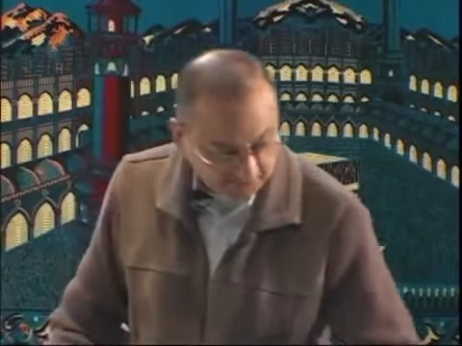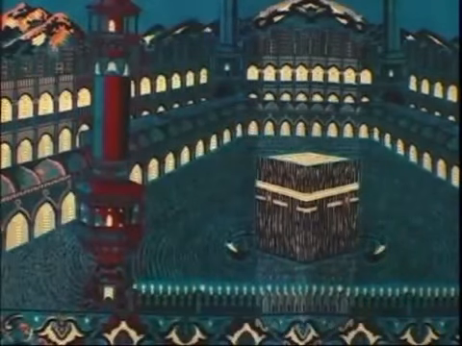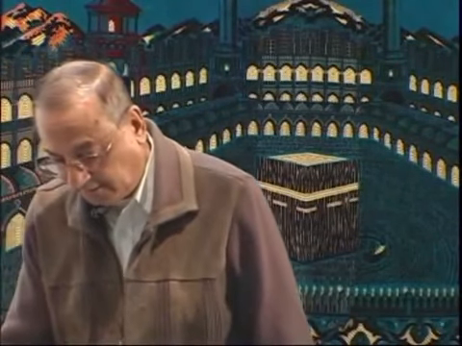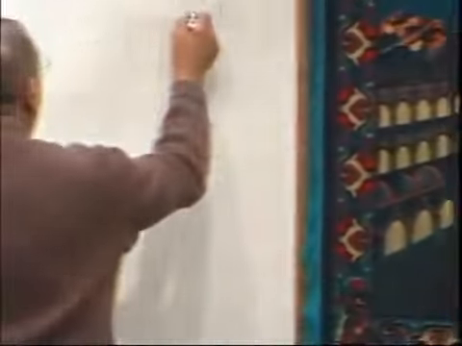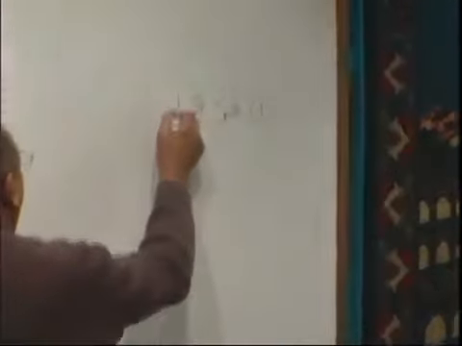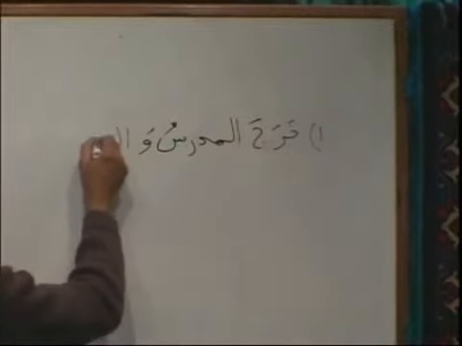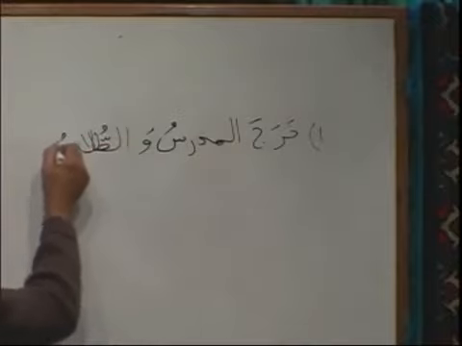For example, suppose you have already 3 columns. First you write the sentence. I'll give you one example, then you will be doing it on your own. What is the first? خَرَجَ الْمُدَرِّسُ وَالطُّلَّابُ مِنَ الْفَصْلِ. So I will write down like this.